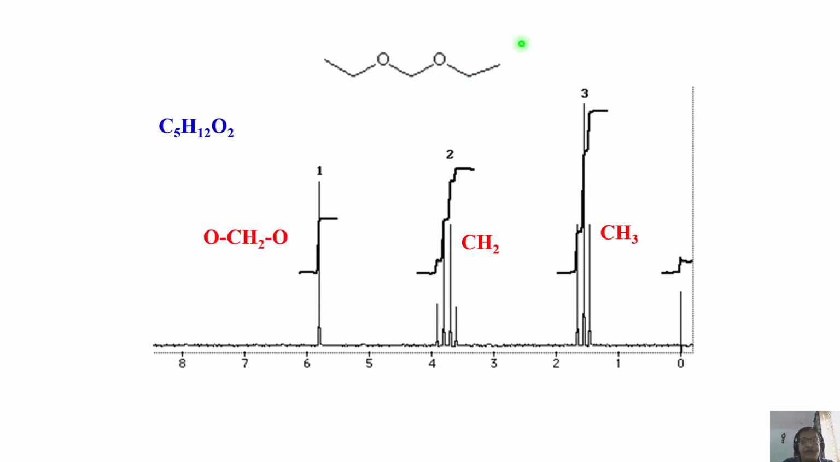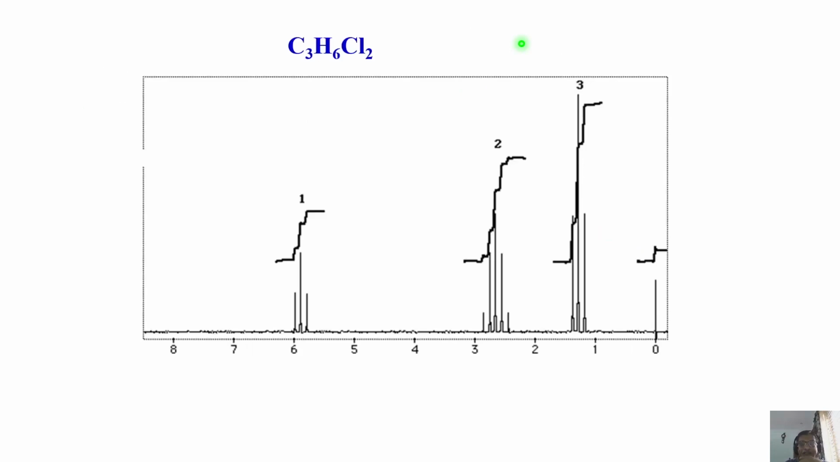This is for the CH2 group. Now, a similar spectrum is there. I'll give you another molecule, and the molecular formula is also given: C3H6Cl2. Now tell me, how do we interpret the spectrum? Remember, just carefully look at the spectrum.